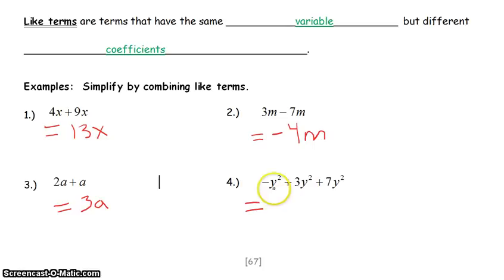Now, unlike the rest, we have 3 terms here for number 4. We have negative y squared, 3y squared, and 7y squared. All of them have the same variable, so we can combine them because they are like terms. The coefficient of negative y squared is negative 1. The coefficient of 3y squared is 3. So, negative 1y squared plus 3y squared will give us a positive 2y squared.